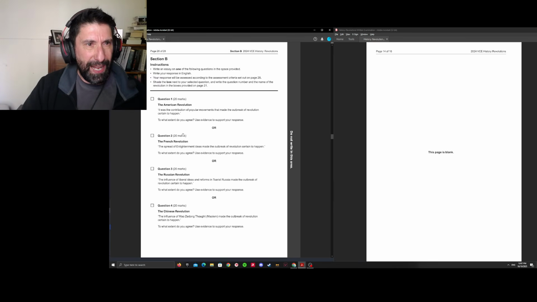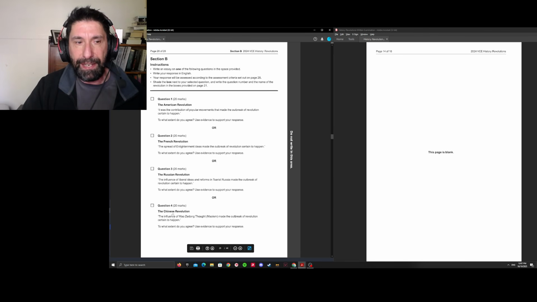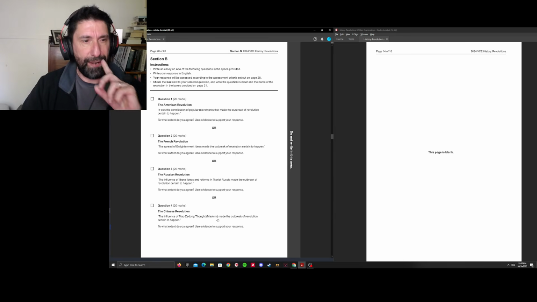They should not be popular movements here. That's a bit different, this American Revolution. But certainly in the French Revolution, we have a question about the spread of Enlightenment ideas. This question here, the Russian Revolution, is also an ideas question, and the Chinese Revolution question is also an ideas question because it talks about Maoism, Maoist ideology, Mao's interpretation of Marxism and how it is applied in China.